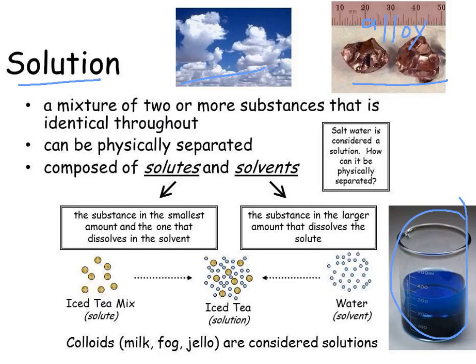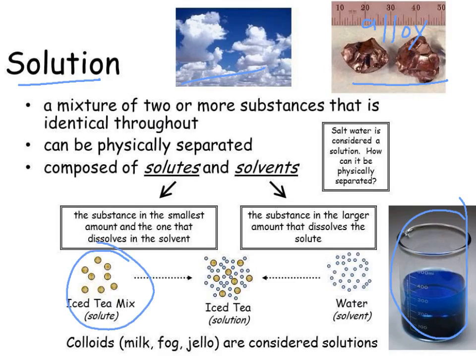A solution can be physically separated. The physical separation of a solution can be done, for example, through heating salt water. In the heating of salt water, two different components will be derived after: the solute and the solvent. The solute refers to the substance in the smallest amount and the one that dissolves in the solvent.